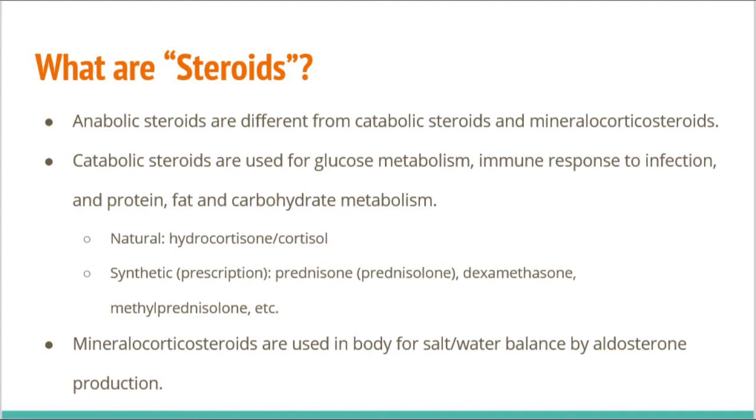Catabolic steroids are used for metabolizing glucose, proteins, fat, and carbohydrates and are involved in the immune response to infections. Natural steroids are named hydrocortisone and cortisol, and examples of synthetic or prescription steroids are prednisone and dexamethasone. Another category is mineral corticosteroids, and these are used for balancing salt and water via aldosterone production.